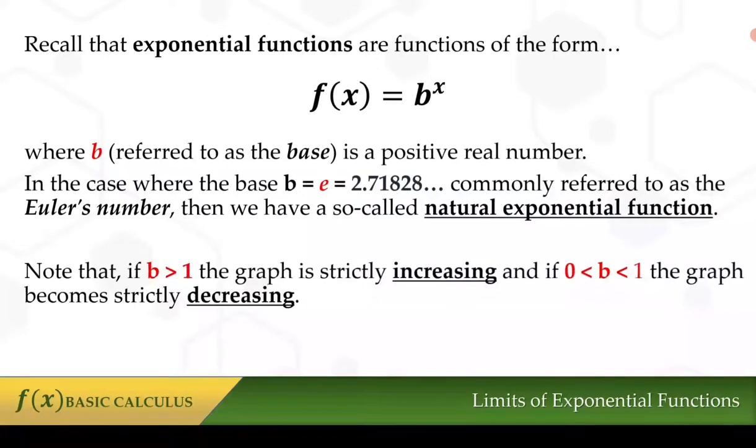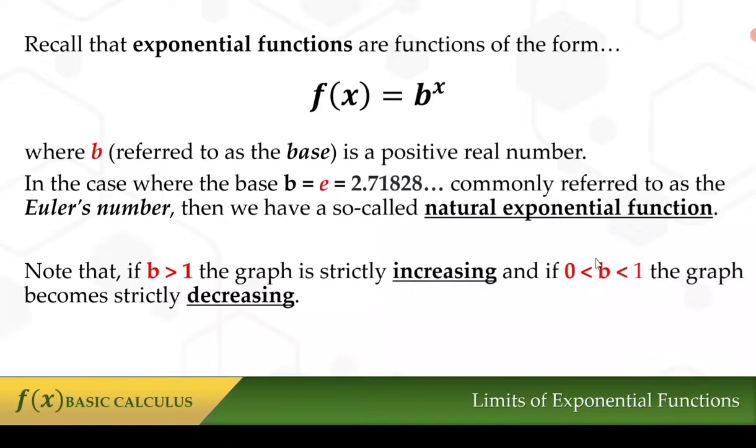So guys, there are two possible values of b. Number one, b greater than 1, or positive numbers greater than 1, for example 2, 3, 4 up to positive infinity. If that's the value of b, the graph is strictly increasing. The second possible value of b, ito naman yung second case natin, is b values that lie between 0 and 1, meaning decimal numbers or fractions between 0 and 1, like 0.5, 1/3, 1/2. If that's the value of b, the graph becomes strictly decreasing.